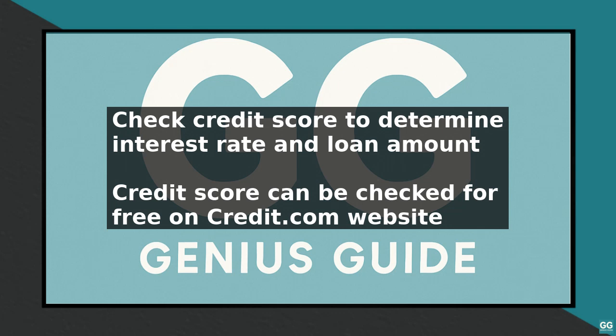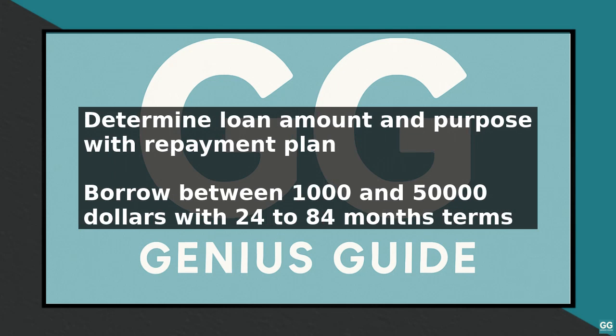Once you have determined your loan amount and purpose, you can begin the application process. This involves filling out a simple online form with your personal and financial information. You will need to provide your name, address, employment status, and income level, among other details.